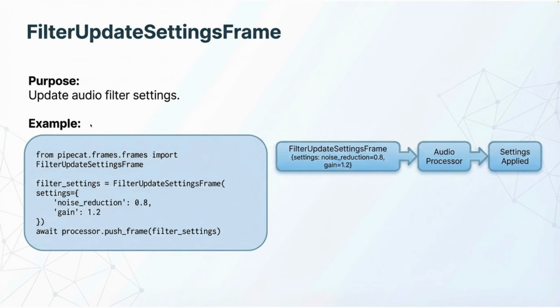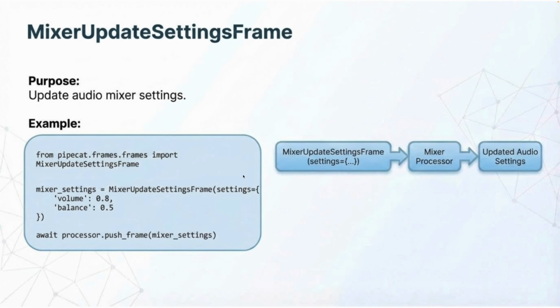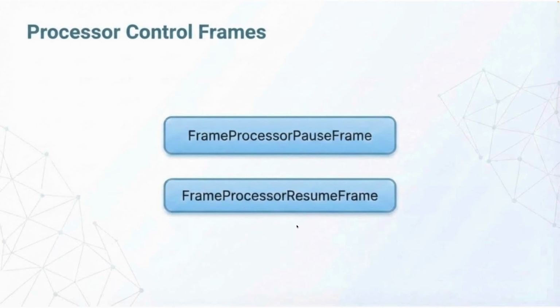Then we have filter update settings, which updates audio filter settings like noise reduction and gain. Based on the filter update, we can update the filter using this frame. And then filter enable is for when we want to enable or disable the filter. Then mixer update setting is something where, based on the setting, we can update the audio mixer settings. So these are related to that. And then we have the mixer enable frame, again to enable and disable it.